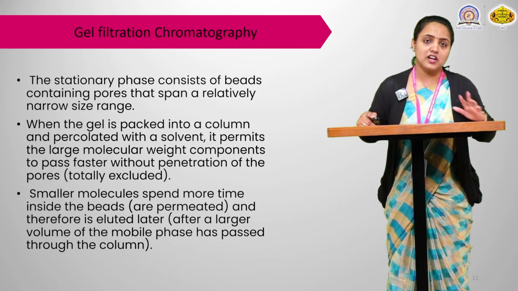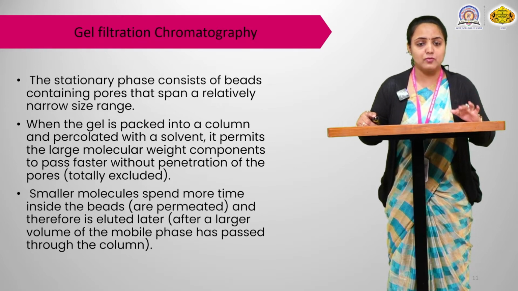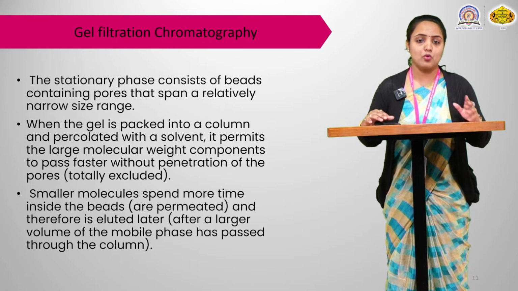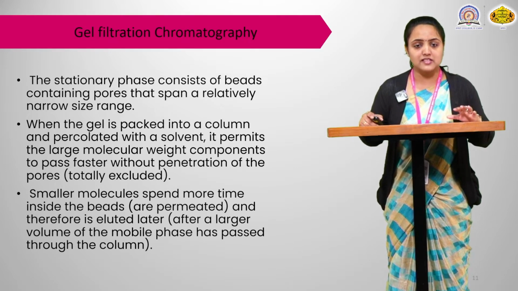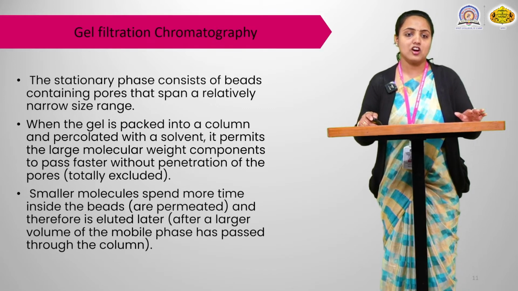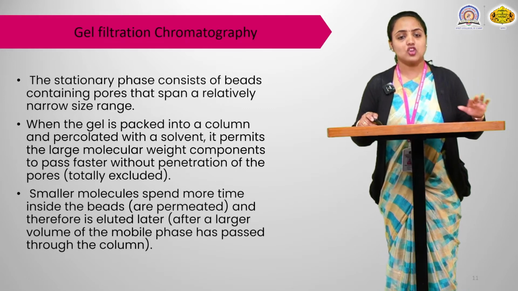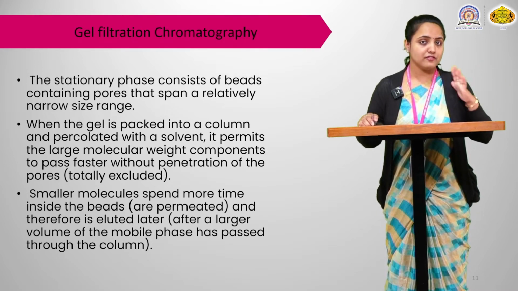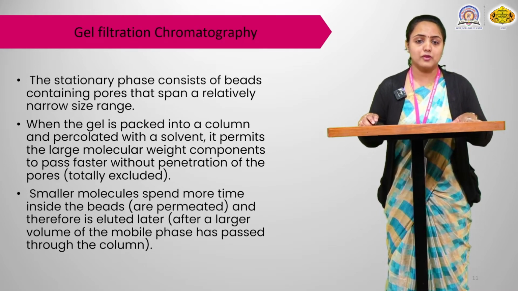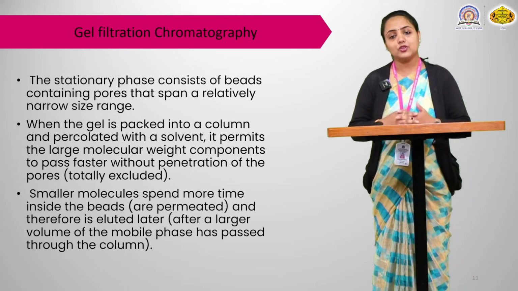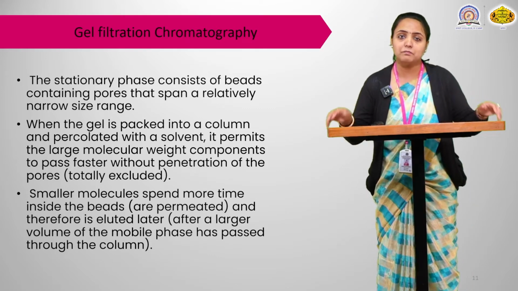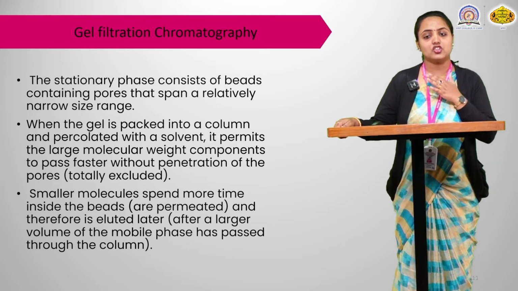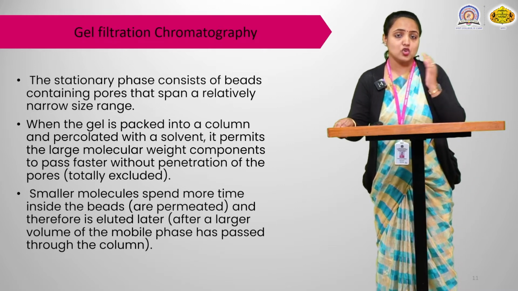In gel filtration, there are two phases, the stationary and the mobile phase. The stationary phase consists of beads containing pores that span a relatively narrow size range. When the gel is packed into a column and percolated with a solvent system, here a buffer, which is the mobile phase for this type of chromatography, it permits large molecular weight components to move faster without penetrating the pores, that is, they are totally excluded.